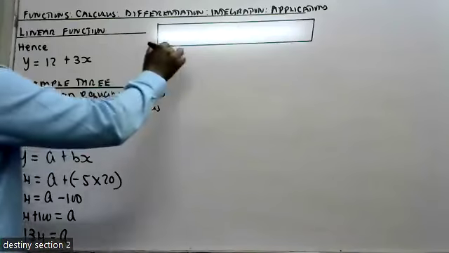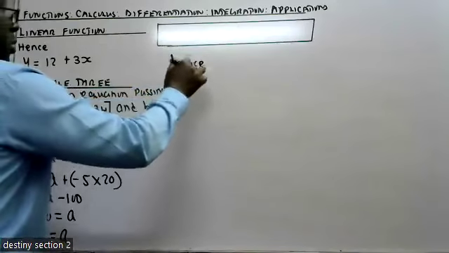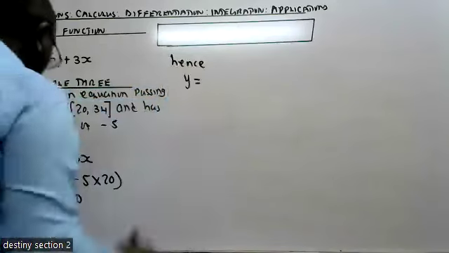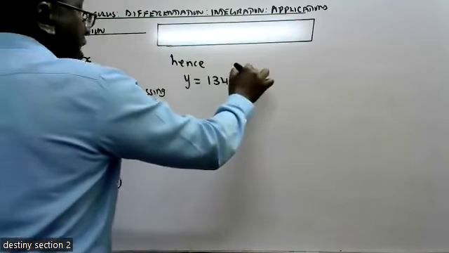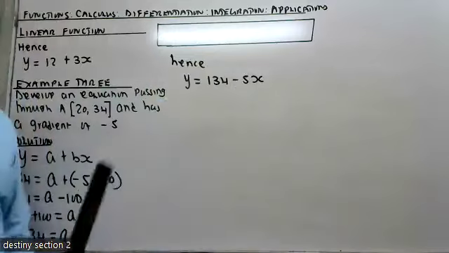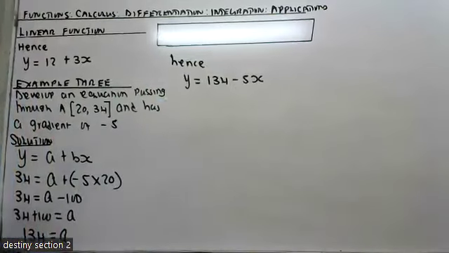So hence, Y is equal to 134 minus 5X. So that is how you can handle a linear function.